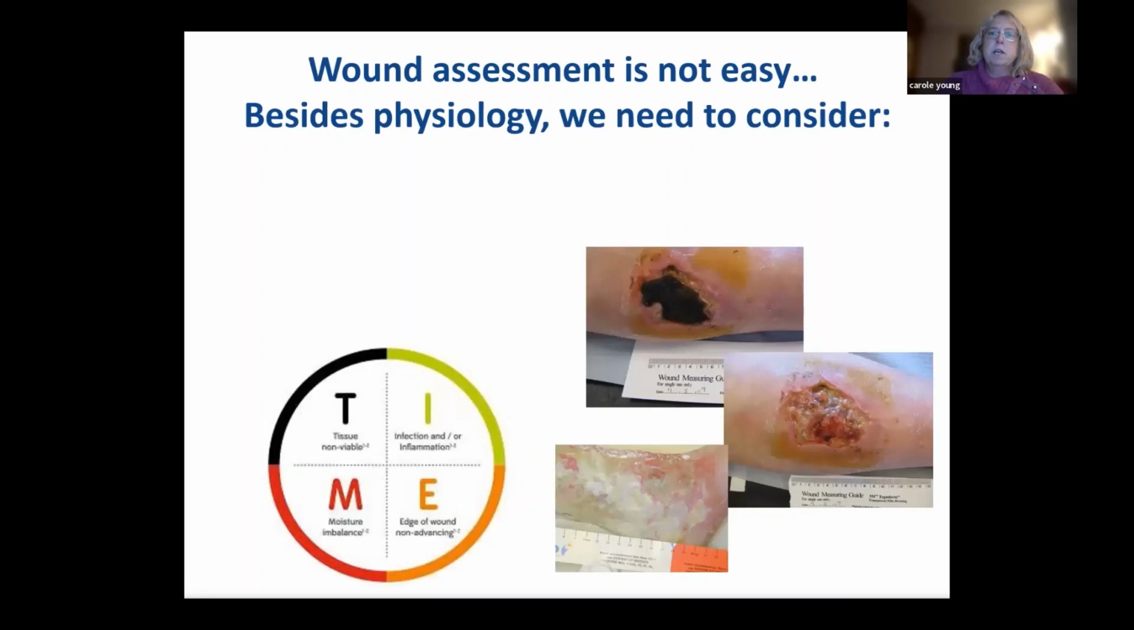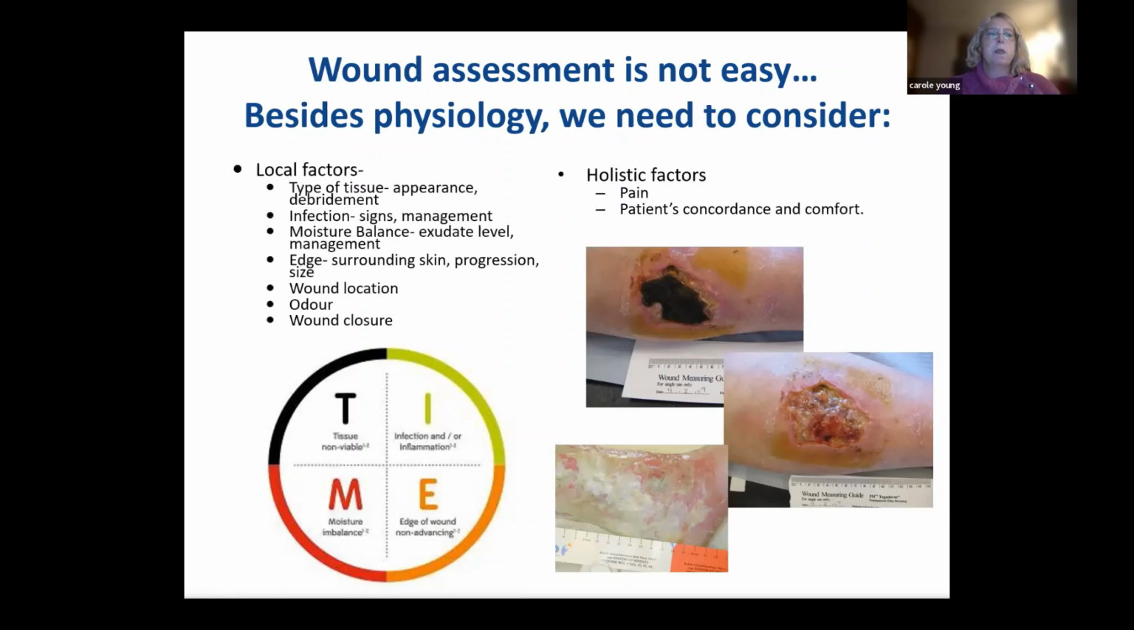So wound assessment is not easy either, along with wound healing. There is lots of things that we need to consider besides the physiology and the process of wound healing. And we're going to go through quite a lot of those. We're going to think about the holistic factors. And we're going to look at the local factors, looking at the type of tissue, infection, moisture balance, the edge, wound location and odour, and what type of closure, if it's a primary closed wound. Have we got clips or sutures that need to be removed? So we're going to go through all of those in turn, and we're going to start with our holistic factors because our patient comes first.